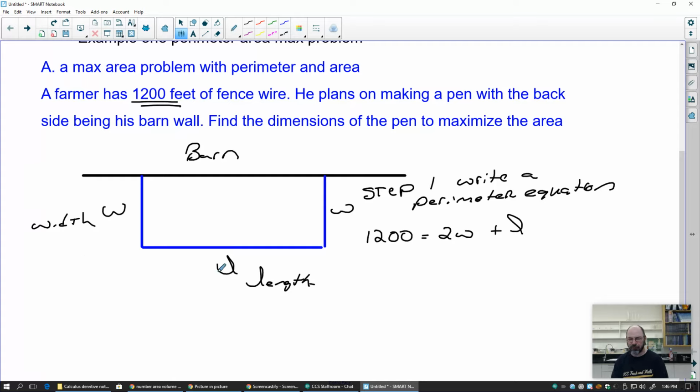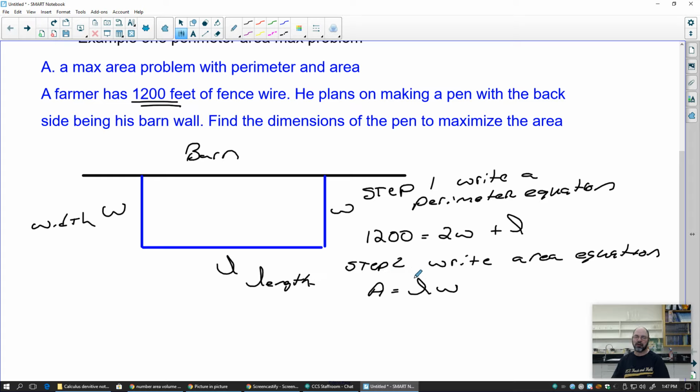So then step 2, we want to write an area equation. Write the area equation. Okay, so the area is going to just simply be the length times the width. Okay, so now what we're going to do is we have to maximize the area.